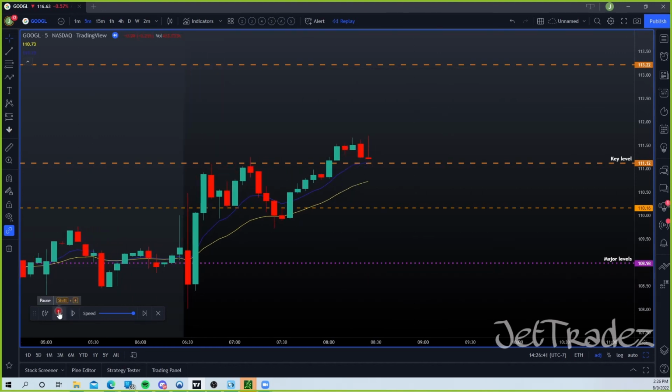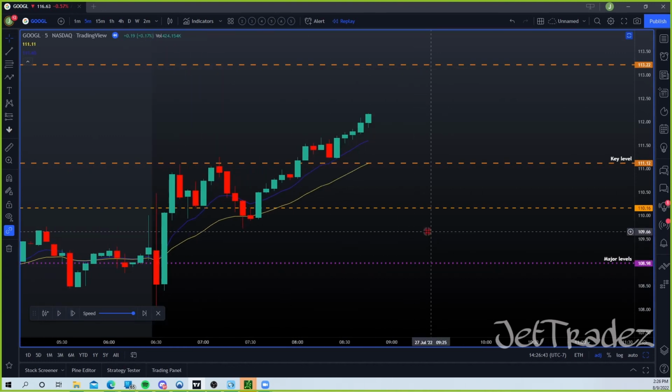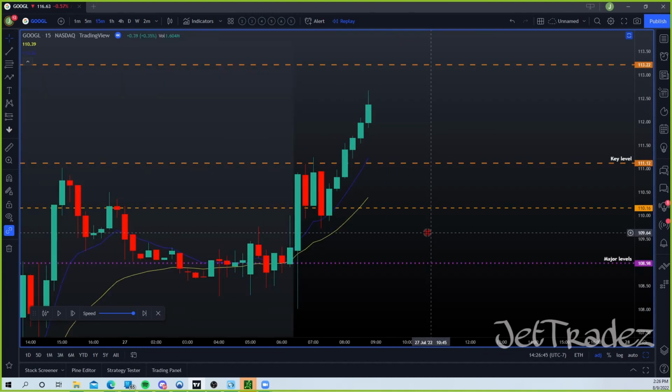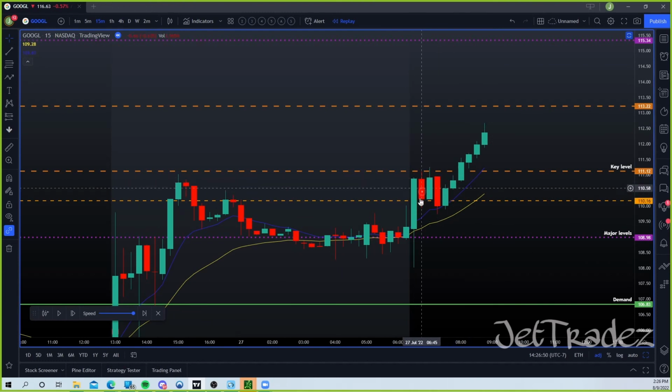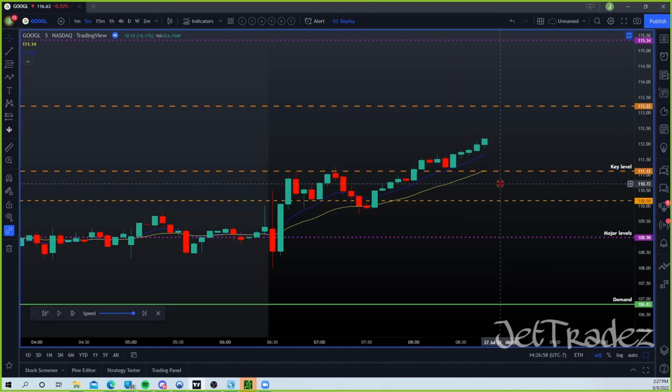Google is disgusting. That's all I gotta say. The 5 minute on Google, price action is ugly. See what I mean by the bigger time frame on Google? It looks way better. Price action on Google for a swing or a longer trade looks way better than on the 5 minute, because of the way the candlesticks look.